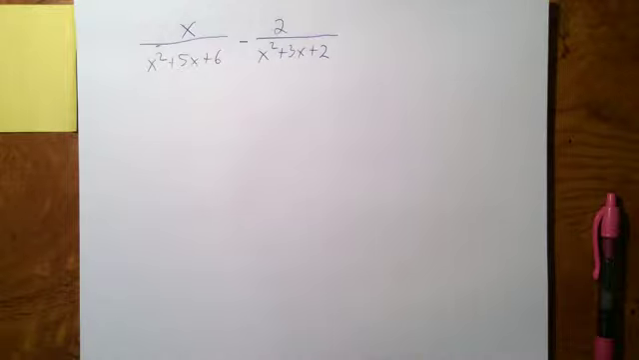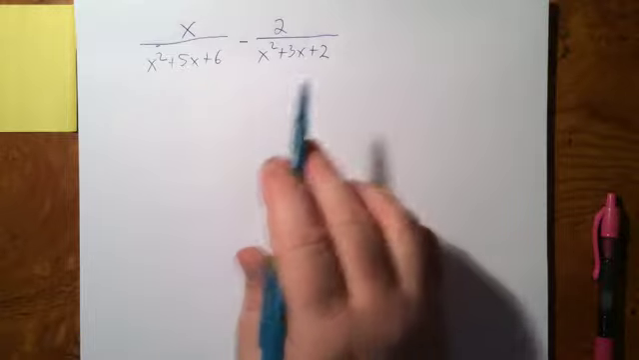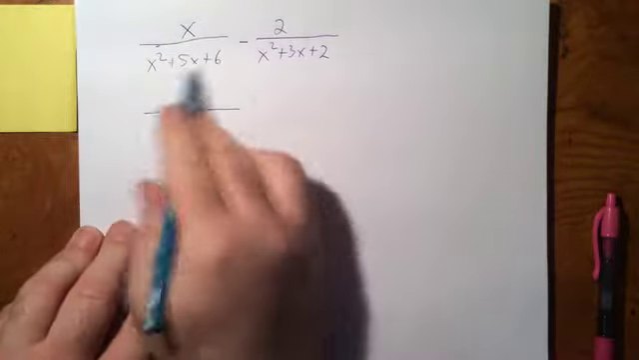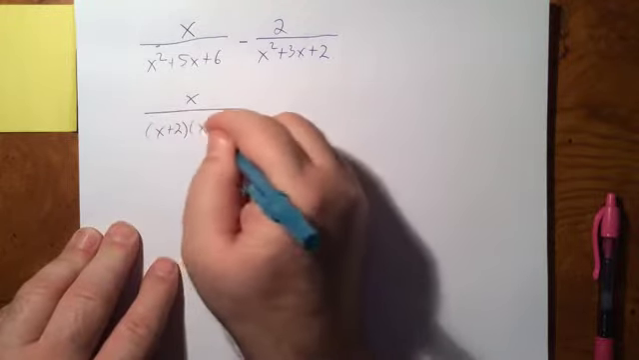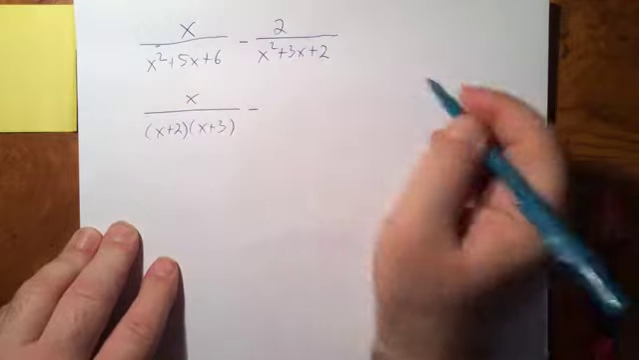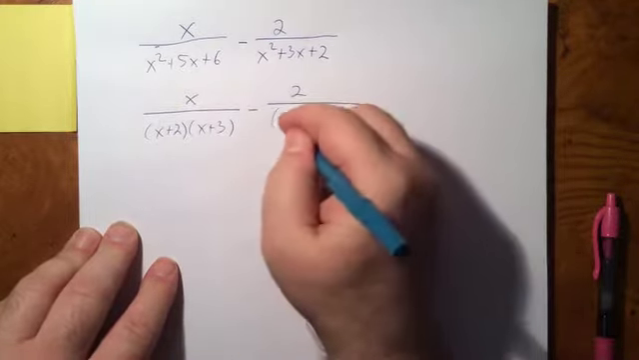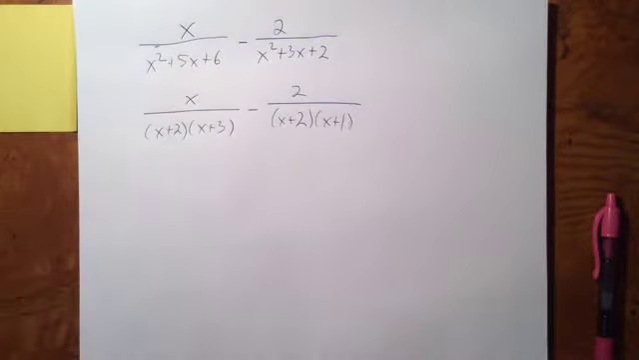So what we're going to do here is I'm going to factor the denominators, and let's see what we get. So I can rewrite these two factors as x plus 2 times x plus 3 minus 2 over x plus 2 times x plus 1. Again, I know I do the factoring fast. Some of you will see it. Others may struggle with that idea.